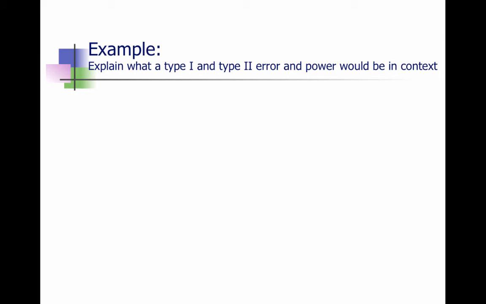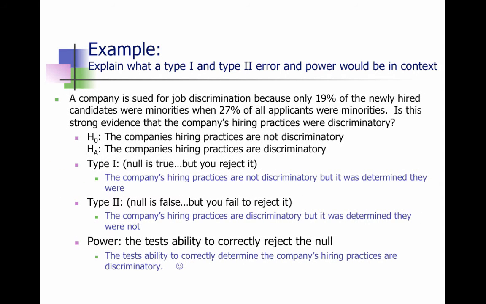Again, we want to explain what a type 1 and a type 2 error would be, as well as what power would be in context. So this example tells us that a company is sued for job discrimination because only 19% of the newly hired candidates were minorities, when 27% of all applicants were minorities. We want to know, is this strong evidence that the company's hiring practices were discriminatory?